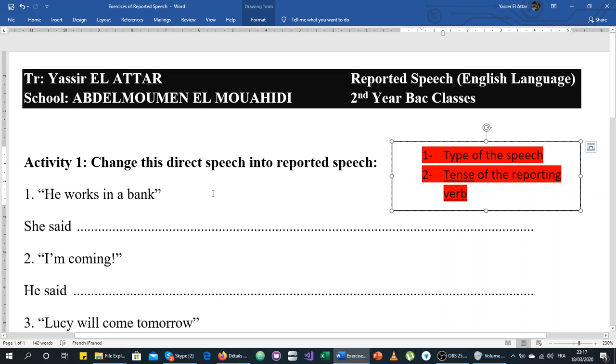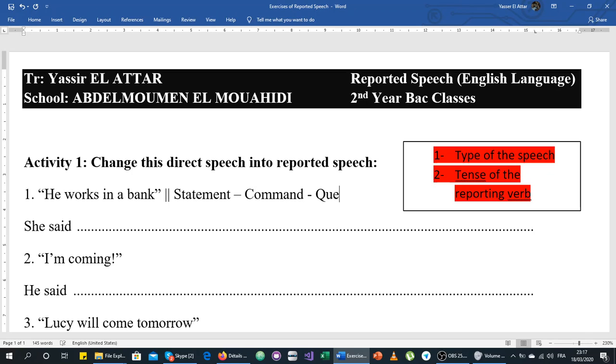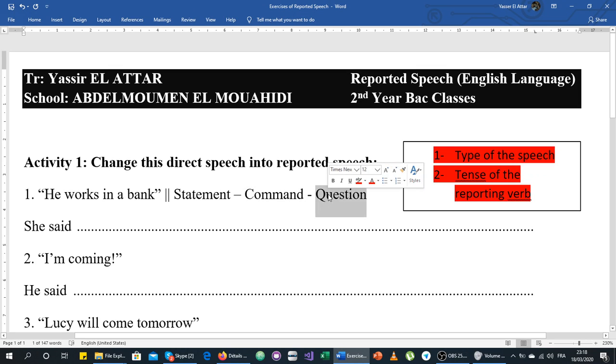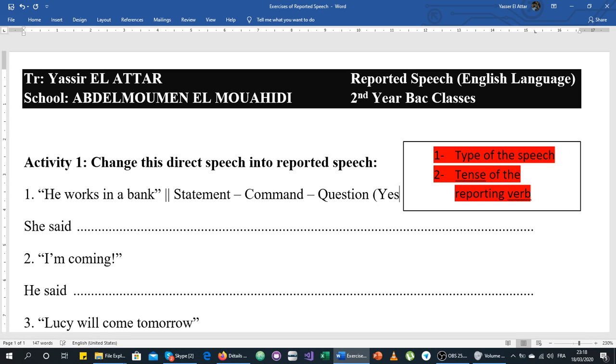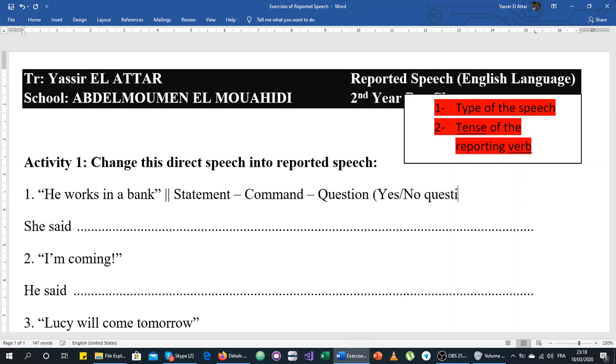So for the type of the speech, we said that we have three main types: statement, command, and question. A statement is a sentence that gives information. A command is like an order, when you order someone to do something or not to do something. And for questions, we have two types: yes or no questions, and WH questions.